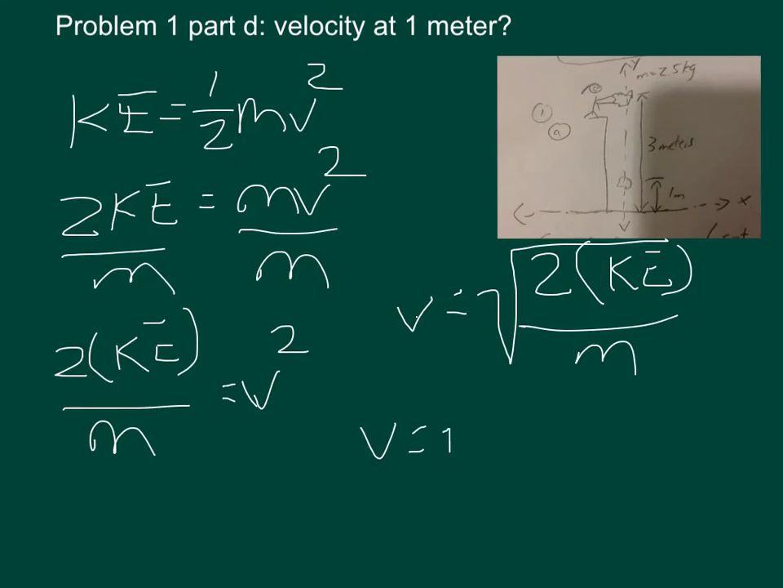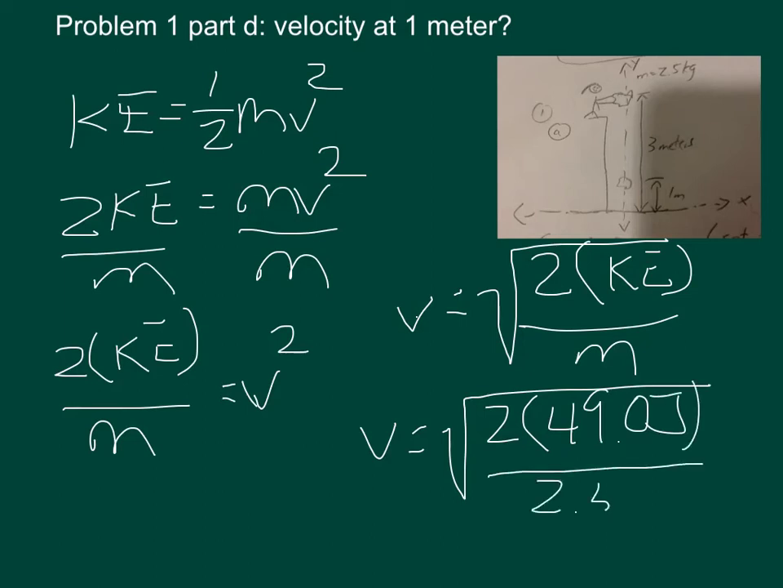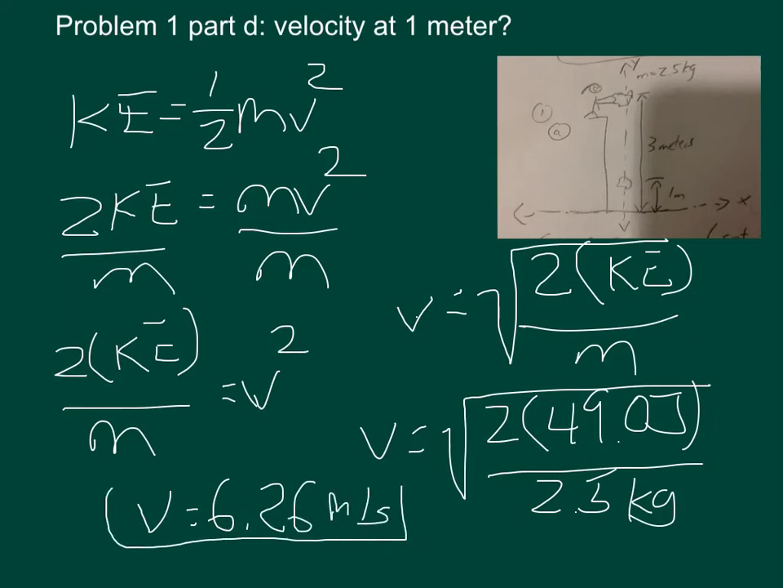So let's just plug in these values and see what we find. 2 times 49.0 joules, our answer from the last problem, divided by 2.5 kilograms. If you crunch that in your calculator, you come up with an answer of 6.26 meters per second. And that is our answer for part D. You can obviously plug in the numbers first and then solve for v. I find the way that I did it just now to be a more powerful way, because then you get to see the relationships between the different variables without plugging the numbers in. There you have part D.